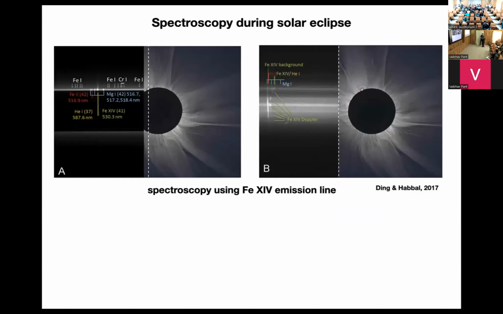So, for example, if you see these eclipse images, you can see if you put a slit here, then you can see these different lines: iron 14, magnesium 1, again iron 14, helium 1. So it tells you that the plasma is multithermal, because at the same time you have iron 14 as well as the emission from helium. Okay, so they said that the signature of helium is because of the presence of the cool material. That is the prominence material again.